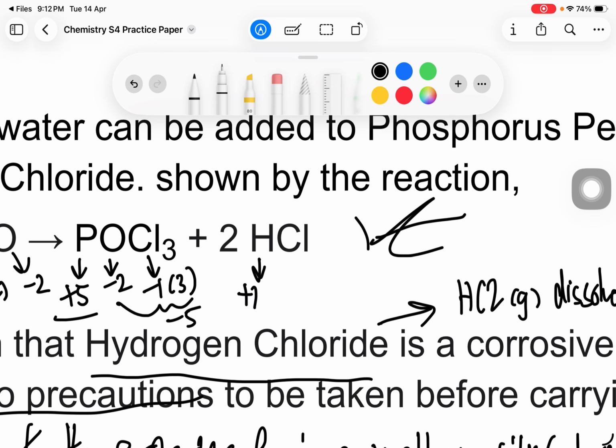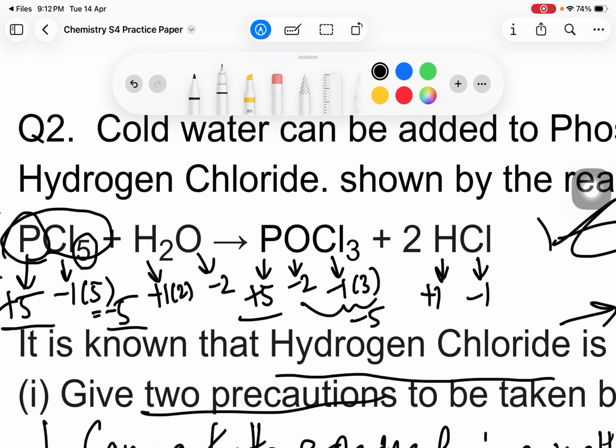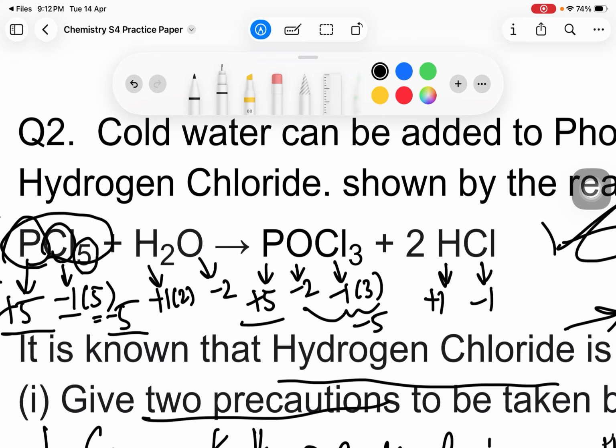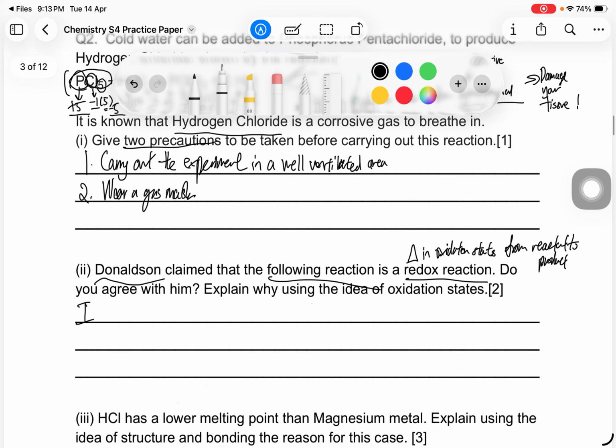H is +1 here, as we all know, and Cl is -1. So for Cl, which is -1 at first, after the reaction the Cl is still -1, so there's no change in oxidation state. For oxygen, -2, -2, no change in oxidation state. And same for H, which is +1 before and +1 after, there's still no change in oxidation state. So we can conclude that I disagree with him.